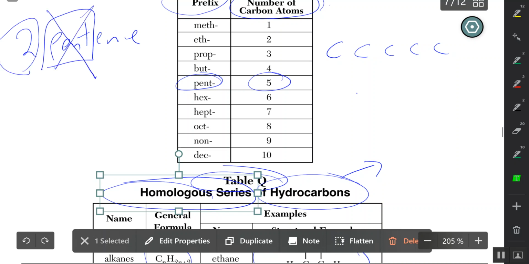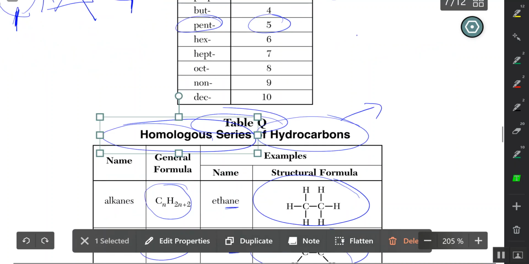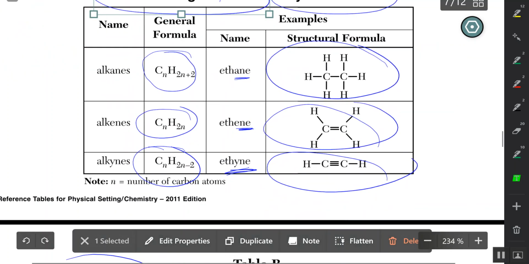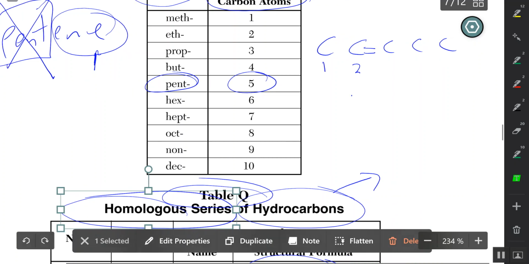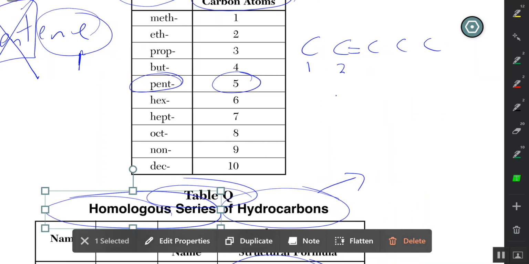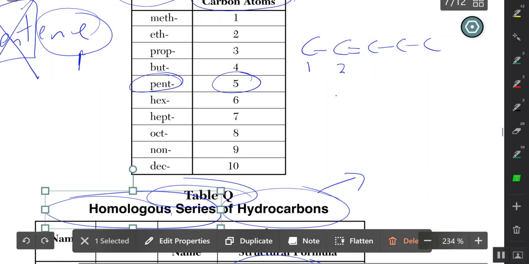Now we have a 2-ene, which means on the second carbon, there's an ene, E-N-E. What does E-N-E mean? Going here, we see E-N-E means we're talking about an alkene, and an alkene has double bonded carbons. So we have 2 on the second carbon. Here's the first carbon, carbon number 1. On the second carbon, we have a double bond. Now everything else will just connect normally. So this carbon will connect with this carbon, single bond, single bond, single bond.